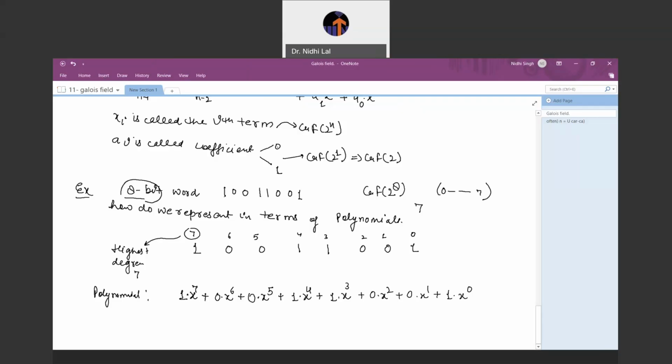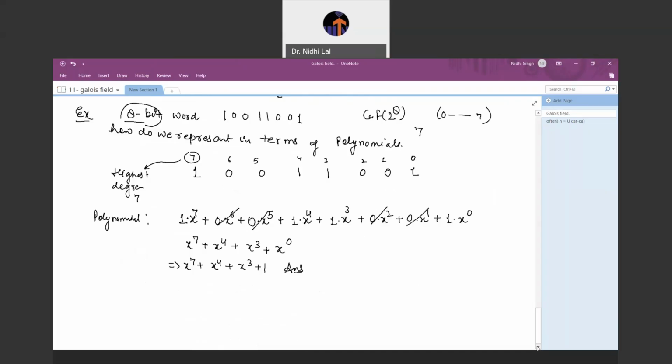Now multiplication with 0 will give you the answer 0 directly, so you will cancel those terms. Now what will be your answer? The answer will be x to the power 7, x to the power 4, x to the power 3 and x to the power 0. Now x to the power 0 is equal to 1. So what will be your final answer? x to the power 7 plus x to the power 4 plus x to the power 3 plus 1. So this is the way that you convert a particular 8-bit binary word into a polynomial.